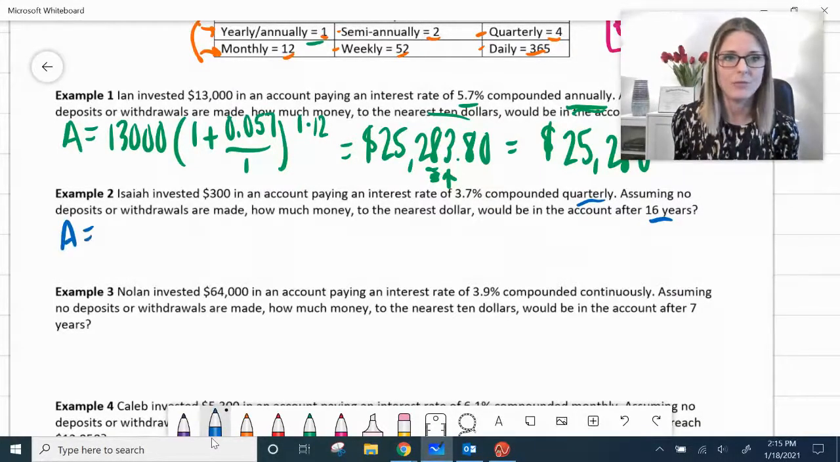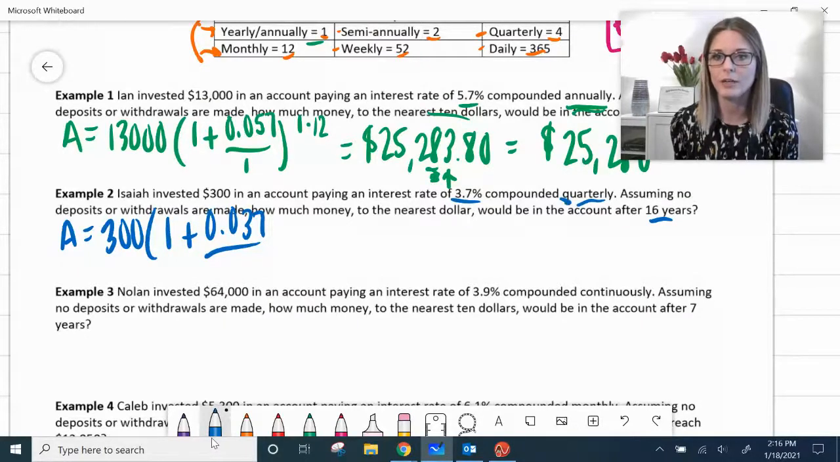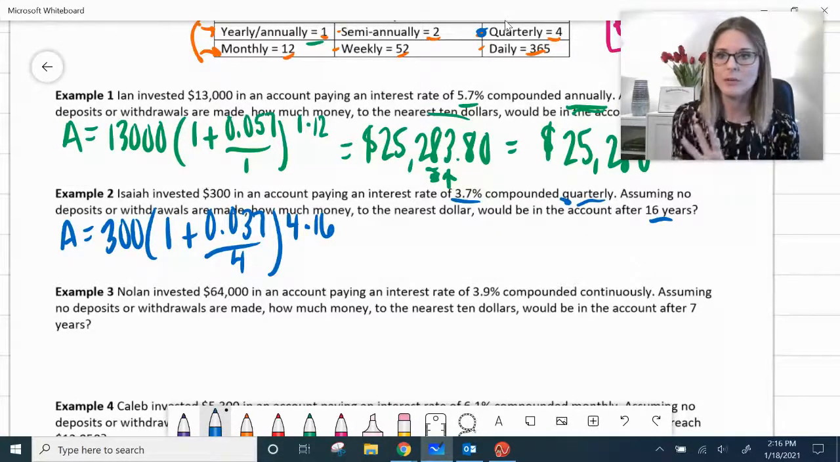The amount of money that I'm going to have at the end is equal to 300 was the initial times 1 plus, all right, my rate was 3.7%. Change that to a decimal. All over, how many times was it compounded? Quarterly. Go back up to the list at the top here. Quarterly is 4. Raised to the n, so use the 4 again, times time, 16. So there's all my pieces plugged into my formula. Rewind, refresh if you don't see where I got all those numbers, all right?